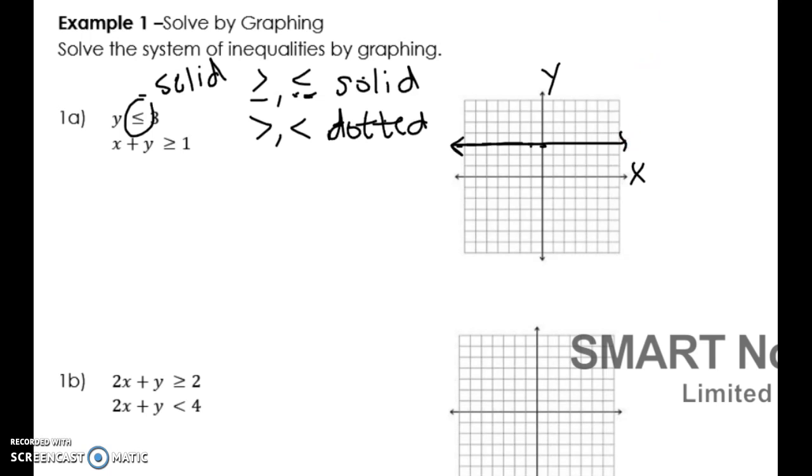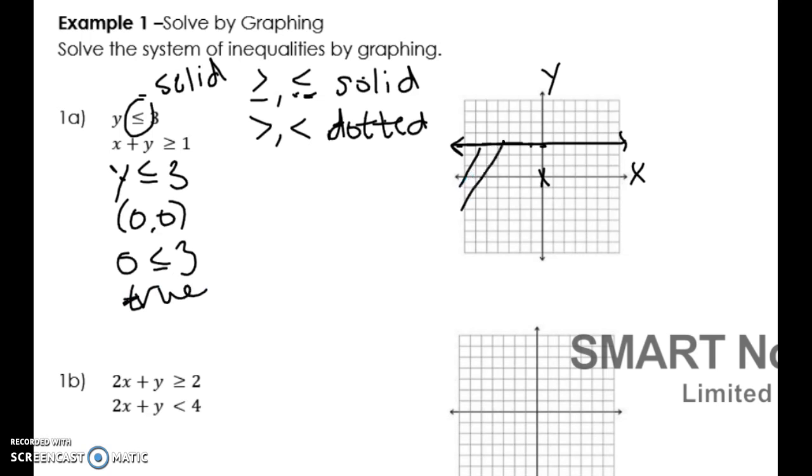Before I graph the other one, let's go ahead and shade this. Remember, when we graph inequalities, we have to shade them. So if I'm shading y is less than or equal to 3, I'm going to plug in 0, 0 as a test point. Remember, 0, 0 is our origin right here. So my y value is 0, plug in 0 for y. I check to make sure 0 is less than or equal to 3. This is true. So that means I'm going to shade the part of the graph that has 0, 0 in it. So I'm going to shade below this line, where that x is. X marks the spot.